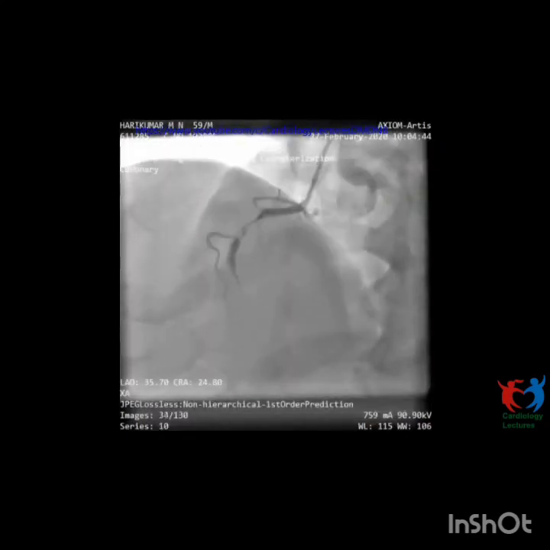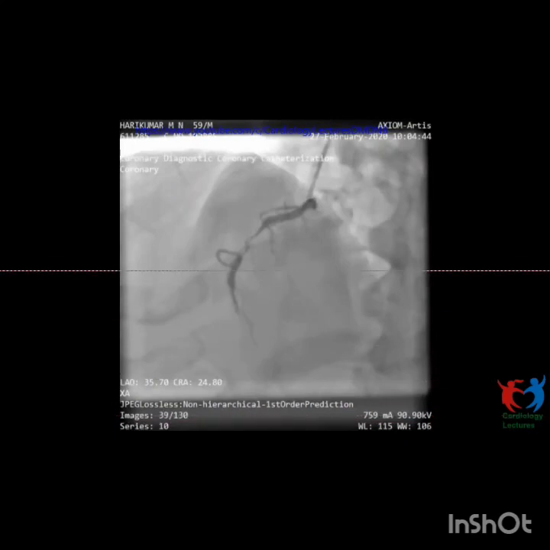And the RCA is occluded here. And you can see there is a lot of filling defect in the mid-distal RCA. I have kept a still film for you to appreciate the filling defect in this particular view. This is the lateral projection, again showing a large filling defect in the mid RCA. Again, I have a frozen film for you.